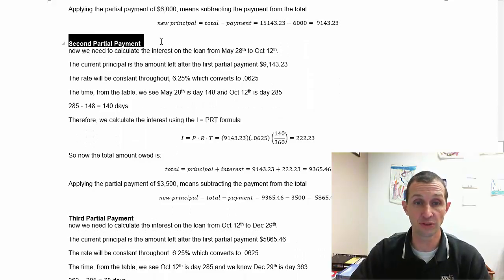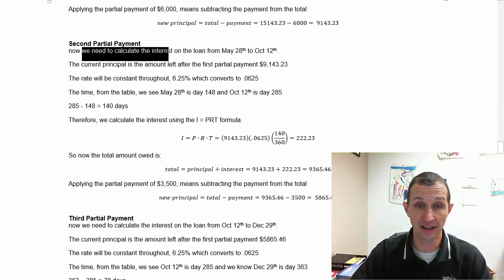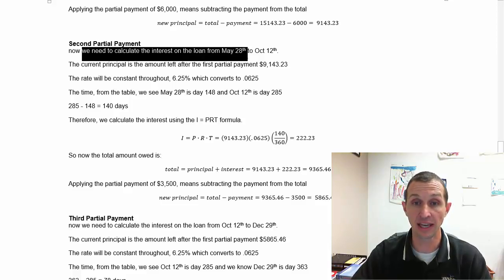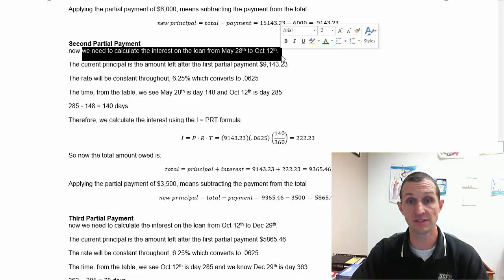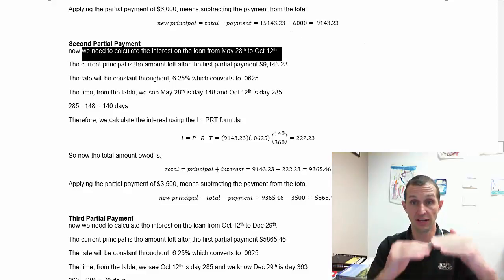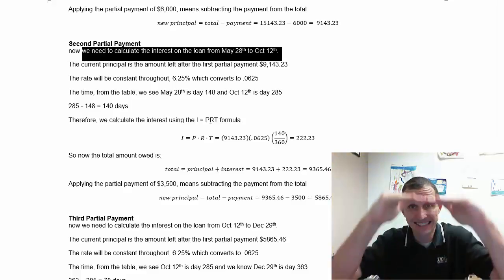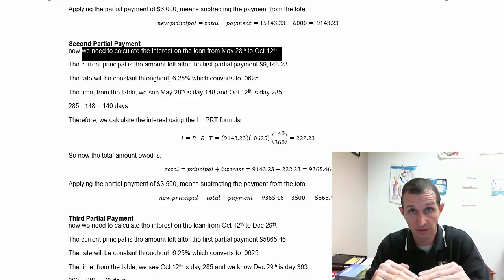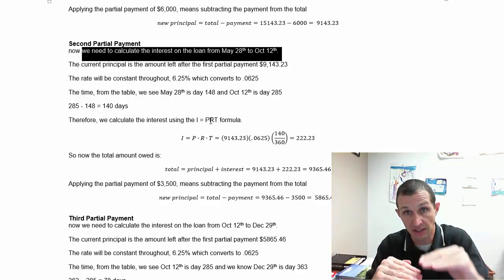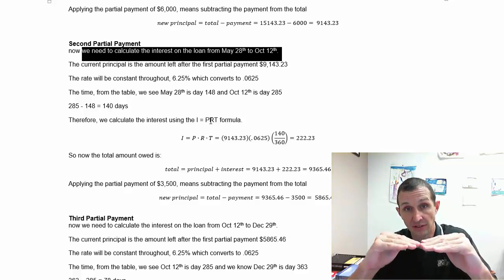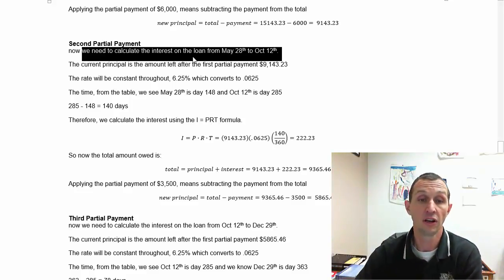And so now this second partial payment, we need to calculate the interest on the loan from May the 28th to October the 12th, right? This is the next level, right? So we did the first part, now we're on to part 2, right? And so now we've paid down the principal, okay, right? And so there's a little bit of interest that's accumulated in this new period, and that's going to bring us to our new total, all right?